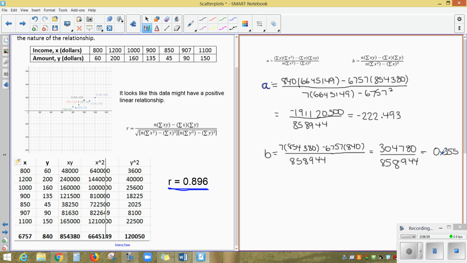That says 355. Okay. So if I want to write the equation for the regression line, that is the quote-unquote best fit line for this data up here, it would look like y prime equals negative 222.493 plus 0.355x.